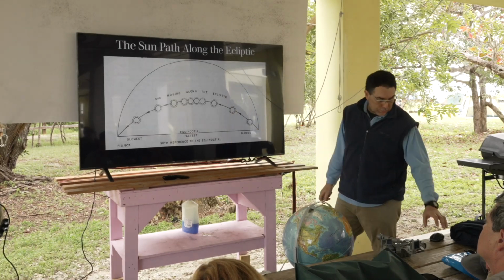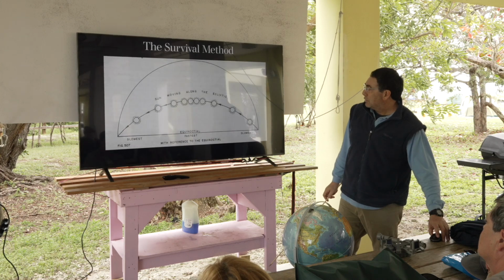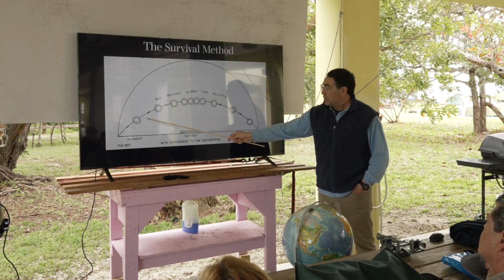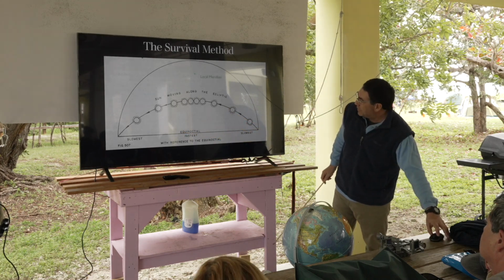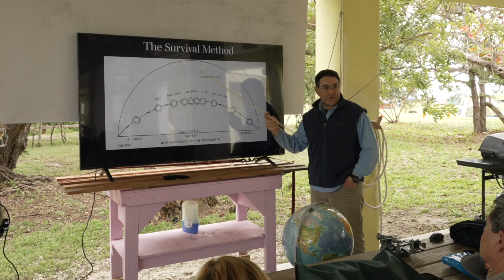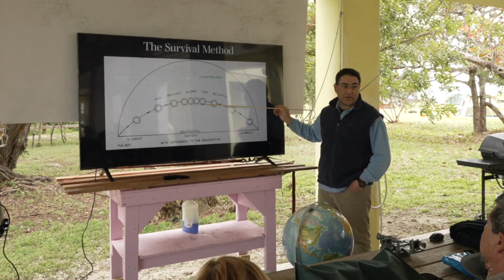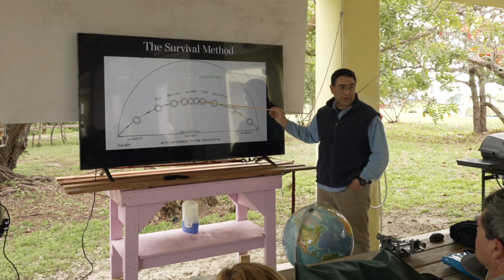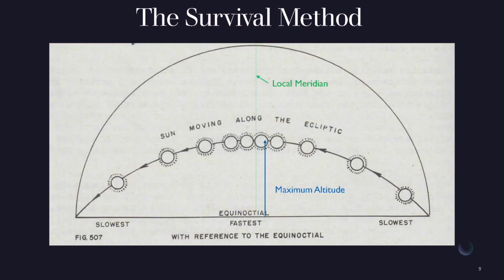So what we want to do is this. This is called the survival method, but it's the same thing that we're going to do tomorrow. First, we're going to try to measure the time when the sun gets to the maximum, which is the solar noon. By the way, that's going to be difficult to measure. Why? Because the altitude here varies very little.